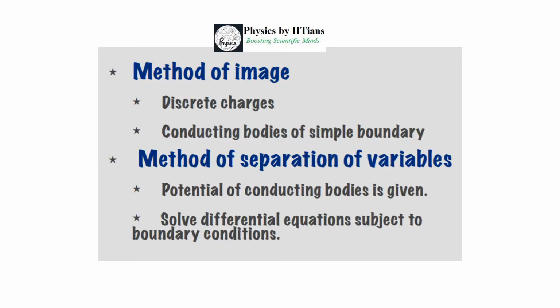First of all, let me take this pen. I should choose the pen color as blue. We have already discussed the method of image and the method of separation of variables. First you should know what the method of image is: there are discrete charges and conducting bodies of simple boundary. In the method of separation of variables, the potential of conducting bodies is given, and you have to solve differential equations subject to the boundary conditions.